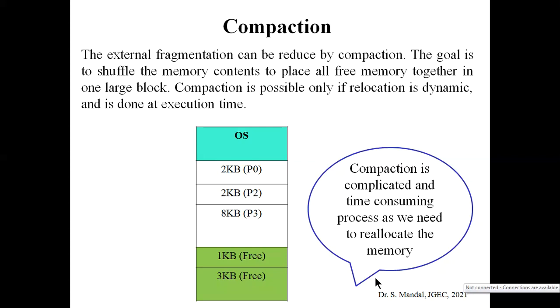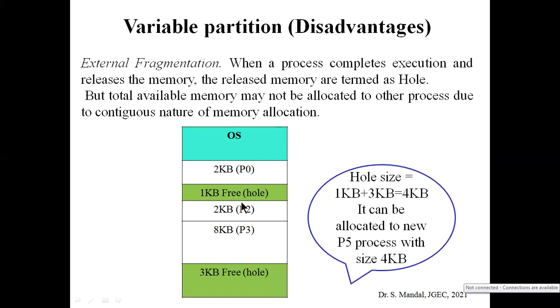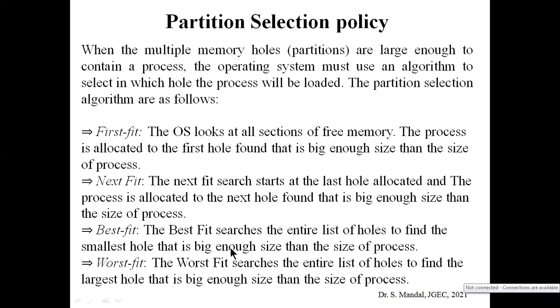So what is compaction? As the name suggests, we make the memory compact. That means we need to shuffle the partitions. We need to shuffle the memory contents to place all free memory together in one large block. Here you can see that if we consider the earlier scenario, the second and fifth partitions are free holes, but we cannot allocate 4 kilobyte of memory to the other process.